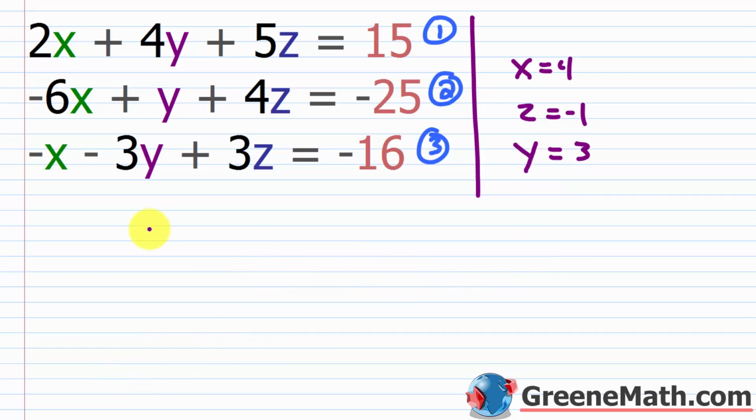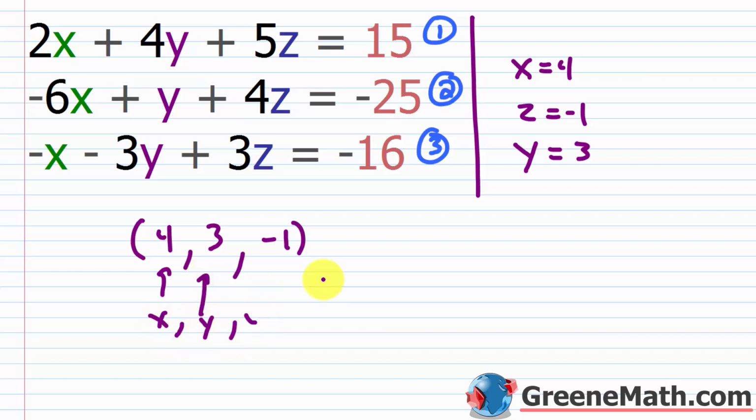Again, as an ordered triple, it's the x value first, so 4, comma, the y value second, so 3, and then the z value is last, so negative 1. Again, it's x, comma, y, comma, z. Okay, and again, you can remember this because it's in alphabetical order. So the ordered triple is 4, comma, 3, comma, negative 1. Again, an x value of 4, a y value of 3, and a z value of negative 1.